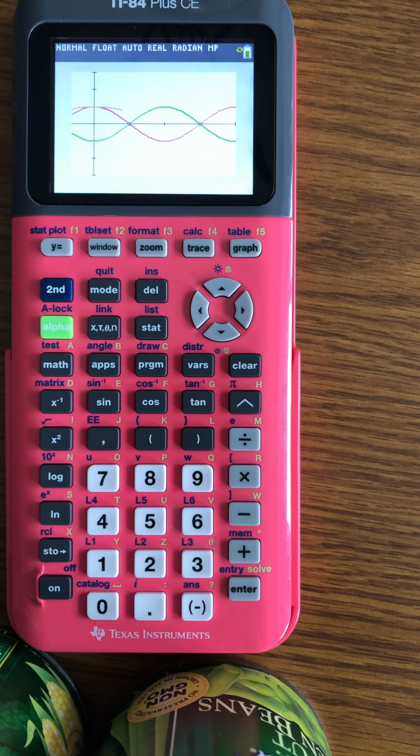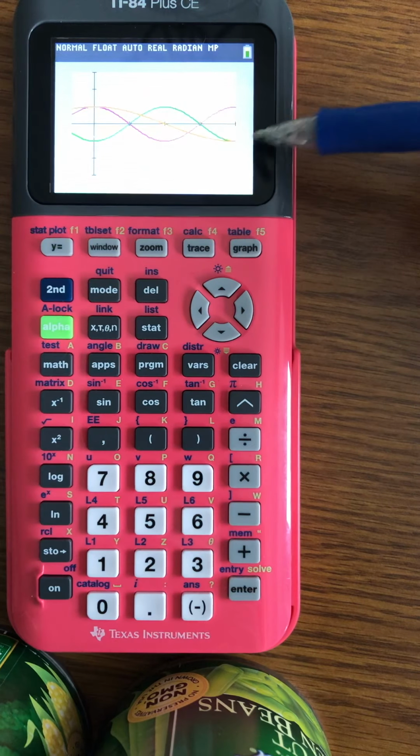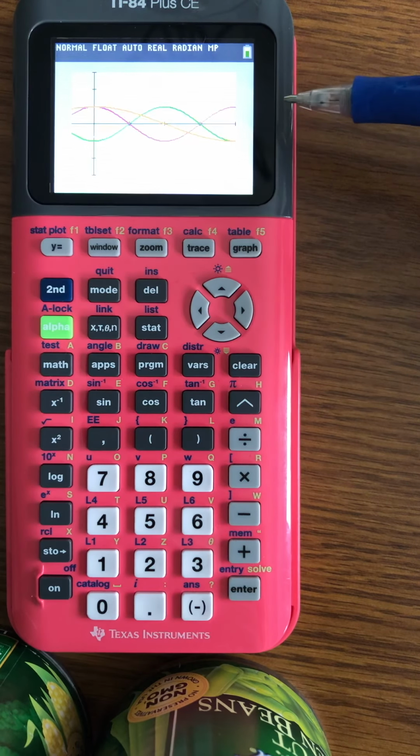And here comes the one with the frequency change. Now you'll notice that this one actually spreads it out. It stretches it instead of going faster. The 2x made it double. This one made it cut in half.